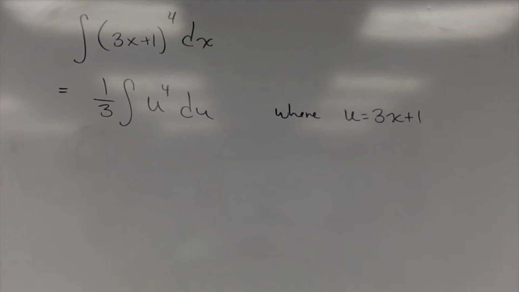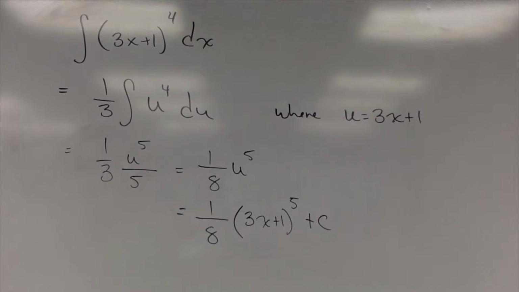Using our integration skills, we have 1/3 u to the 5th power divided by 5. Let's quickly simplify to get 1/8 u to the 5th power. Now we will substitute our original equation of u, which is 3x plus 1, to get, and don't forget your constant of integration.